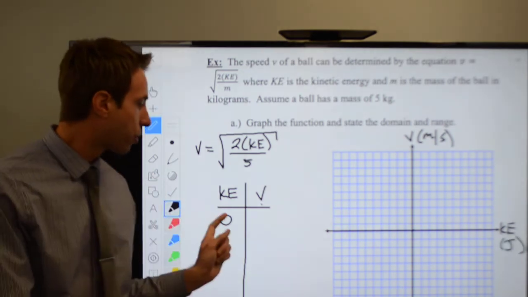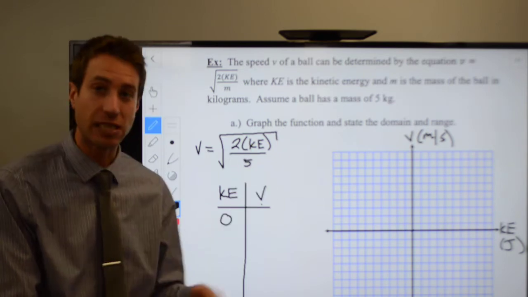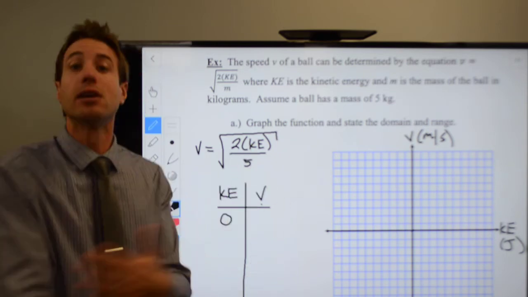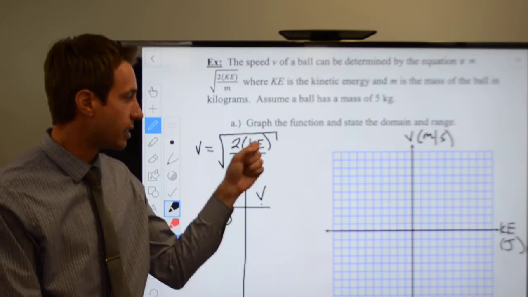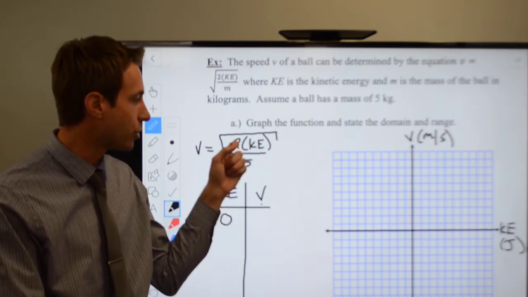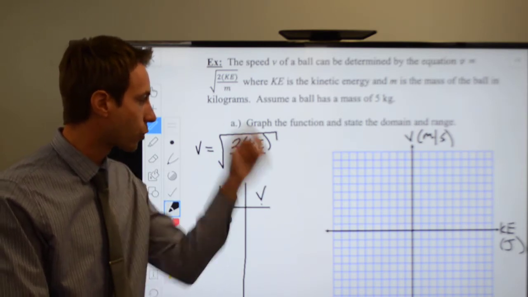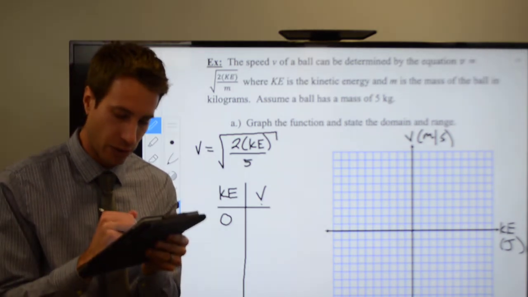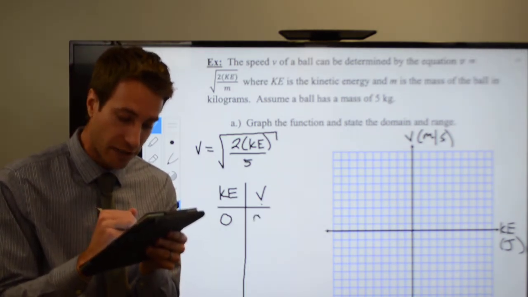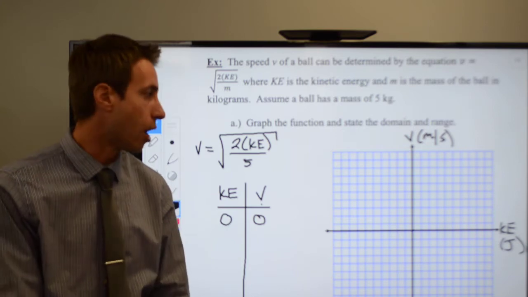So here we go. I plug in a kinetic energy of 0. It should make perfect sense. The object is not moving. 0 kinetic energy. 0 times 2 is 0. Divided by 5 is 0. Square root of 0 is 0. If you have 0 energy of motion, then you're not moving.